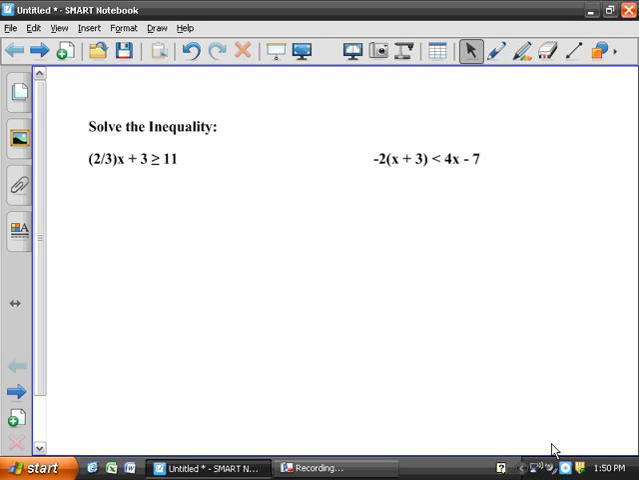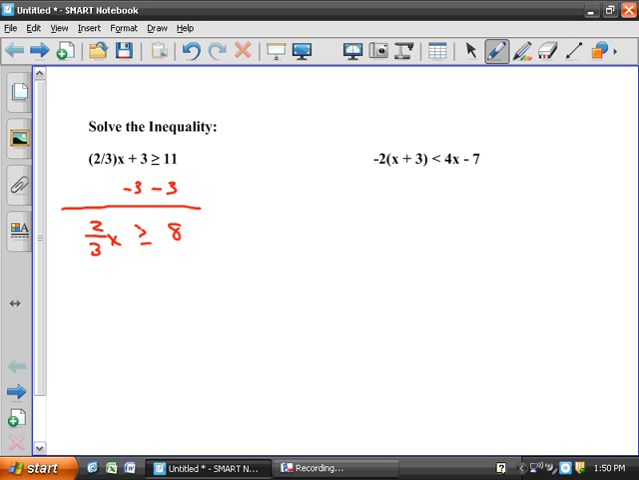Solving and graphing multi-step linear inequalities really isn't that much more difficult than the previous lesson. They just add in one more step. So if I'm looking at 2/3 x plus 3 is greater than or equal to 11, I'm hoping by now it's pretty obvious that the first thing you want to do to both sides of this inequality is to subtract 3. When we do that, we're left with 2/3 x is greater than or equal to 11 minus 3, which is 8.